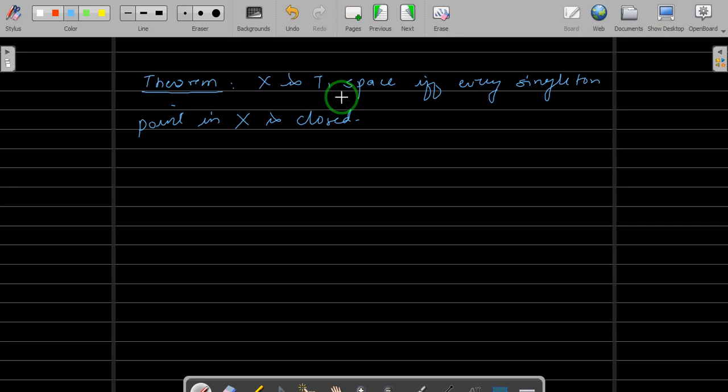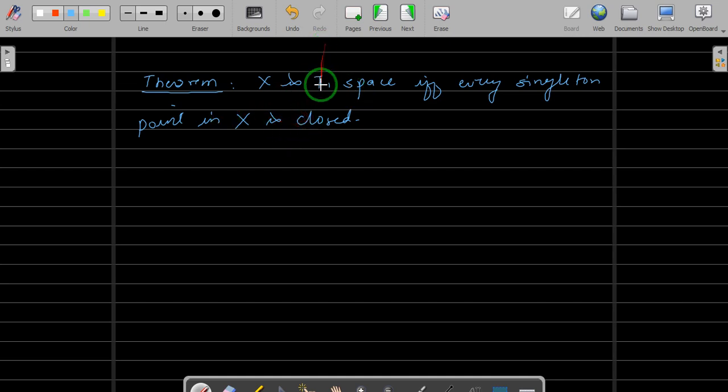Okay. And conversely, if you say that X is a T1 space, then if you take any singleton point, it is closed. So we can ask the question whether the discrete topology on a set X is a T1 space or T2 space. We can work it out for the indiscrete topology as well.